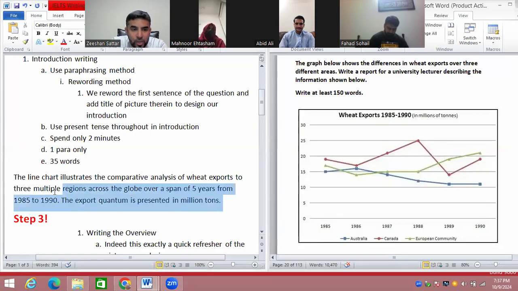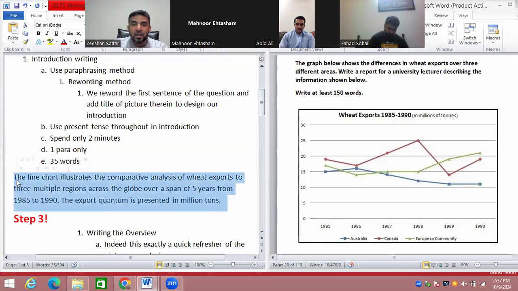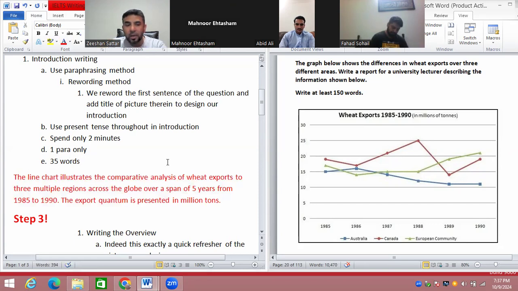I will send you this booklet today after the class, and this will be with you. How Zeeshan has written the introduction of this first question. Look at this one. The line chart illustrates the comparative analysis of wheat exports to three multiple regions across the globe over a span of 5 years from 1985 to 1990. The export quantum is presented in million tons.